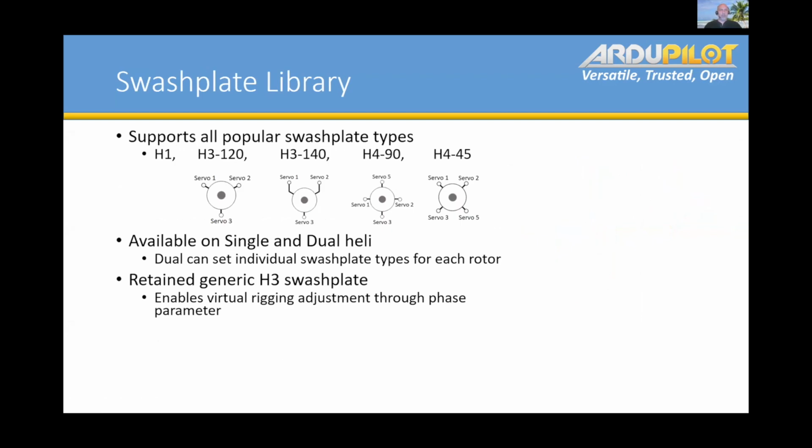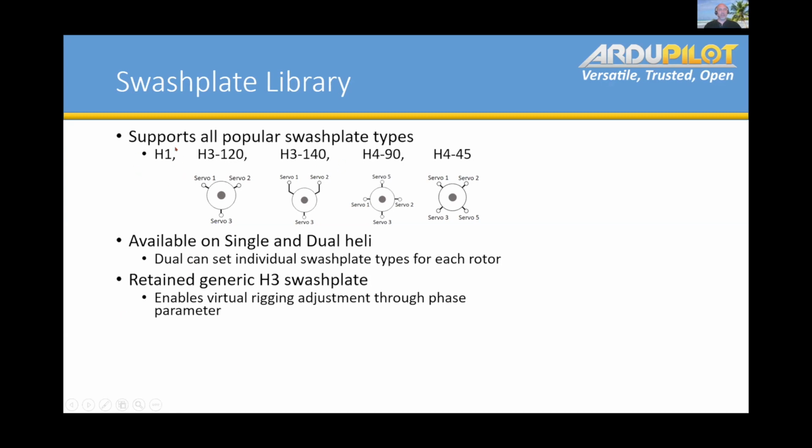I worked with Chris because I always wanted to do a Swashplate library, to give users the ability to select the Swashplate. Before, you could enter the azimuths and call it a generic Swashplate, but now the user can specify any of these Swashplates up here.